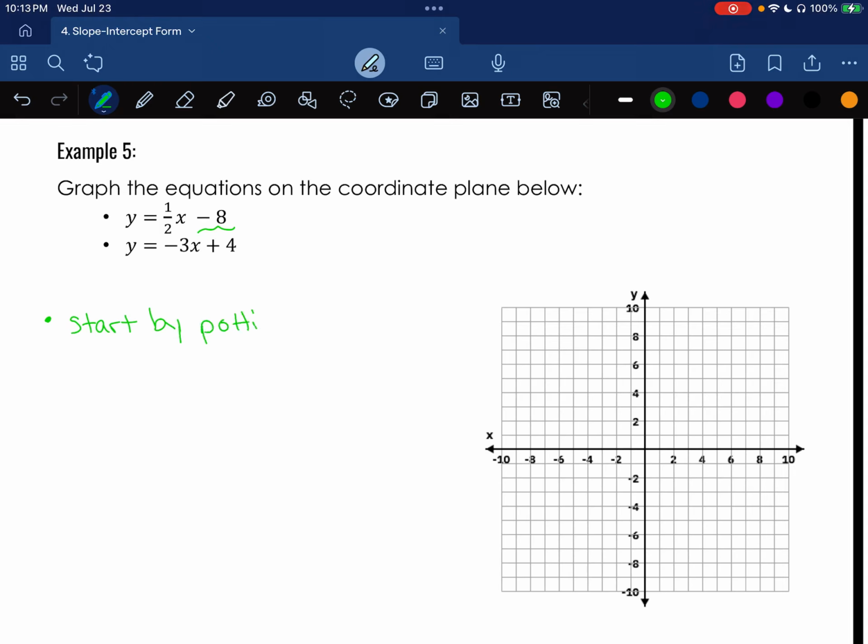So for this first graph, this is going to be negative 8. It's my y-intercept. Then we're going to use the slope to plot more points. Then I want to leave you a little note here. So the more points that you're able to plot, the more precise your line is going to get.